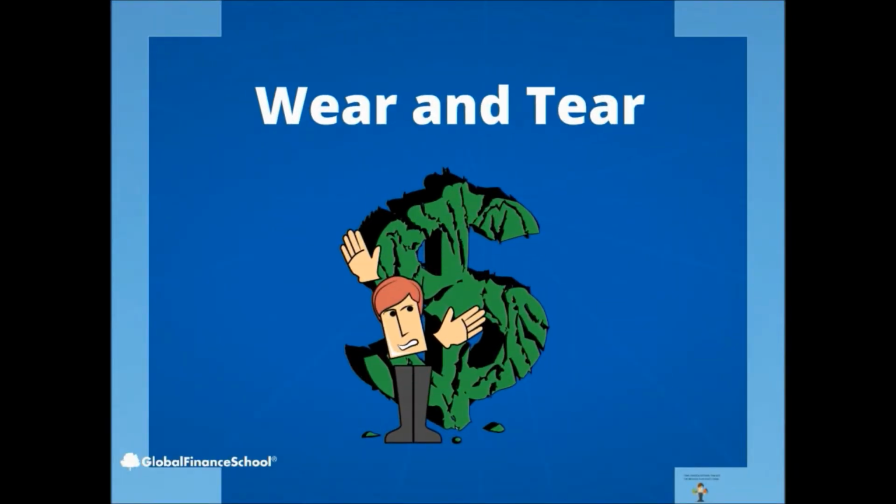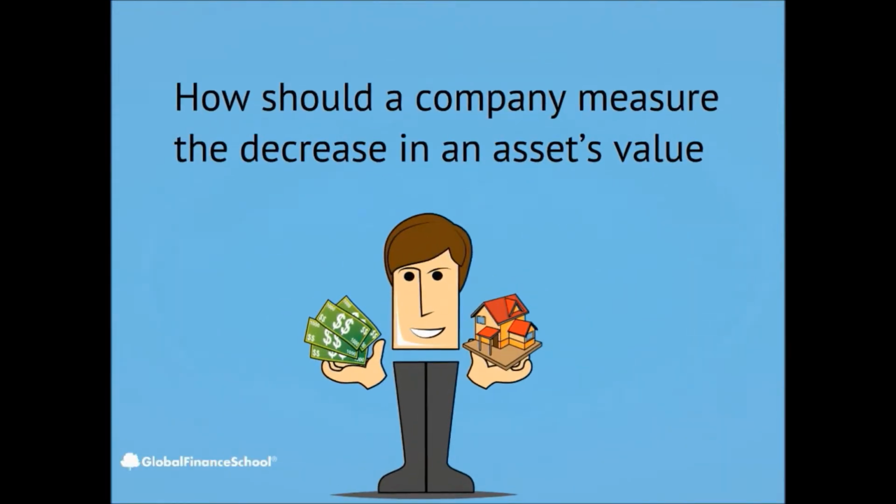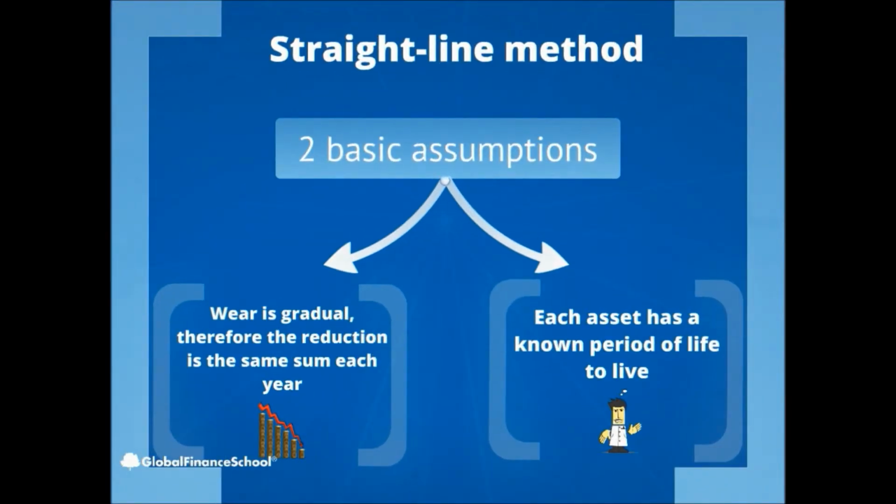Wear and tear. Investment assets are known for their wear over the years. But how should a company measure the decrease in an asset's value? The most popular method is called the straight line method. This method relies on two basic assumptions. Each asset has a known period of life to live. Wear is gradual, therefore, the reduction is the same sum each year.